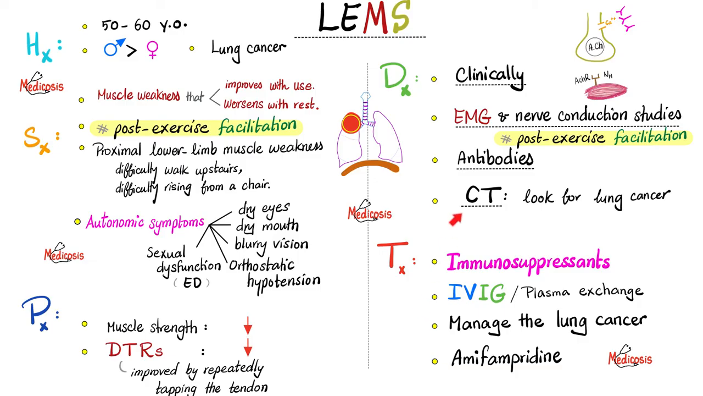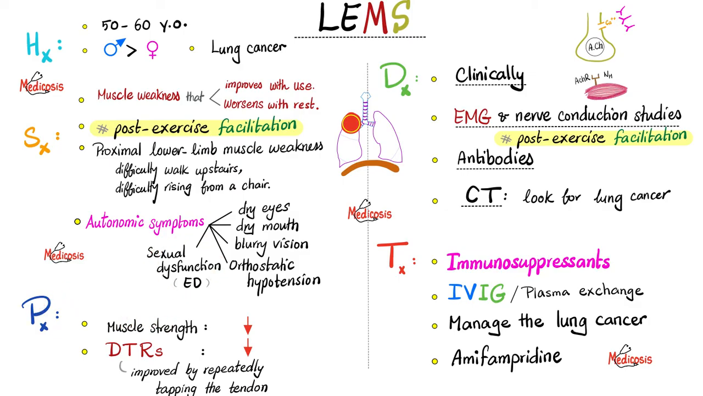Let's summarize Lambert Eaton in 1 minute. The typical patient is 50 to 60 years old, usually male, but could be female as well, and usually has lung cancer. Muscle weakness that improves with exercise and worsens with rest. This is post-exercise facilitation. The exact opposite happens in myasthenia gravis. Proximal lower limb muscles are commonly affected, so I have a hard time walking upstairs and difficulty rising from a chair. Autonomic symptoms can happen, such as orthostatic hypotension and erectile dysfunction.